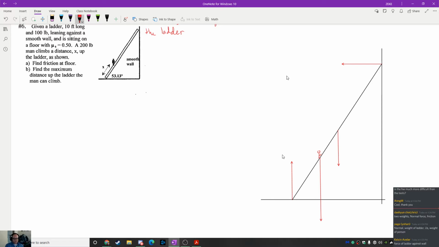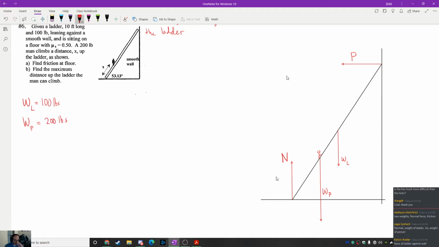So we normally just call this the normal force right here, right? It's the force with the ground. Let's call the force from the wall P, because I don't want to call it W, since we usually use that for weight. This is going to be the weight of the ladder. This will be the weight of the person. We'll just label over here what those are. So the weight of the ladder is given as 100 pounds, and the weight of the person is given as 200 pounds.